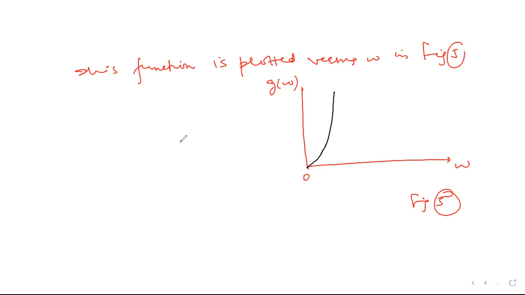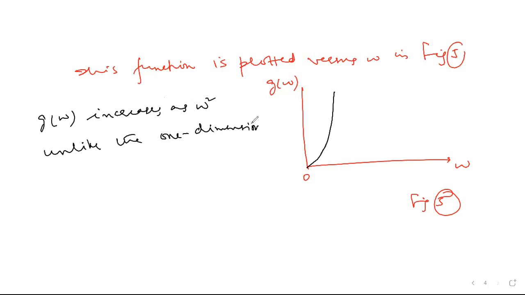So g of omega increases as omega square, unlike the one-dimensional case. So let me note it here. G of omega increases as omega square, unlike the one-dimensional case, in which, as you know, g of omega was a constant, right? You can see it in the previous lecture.